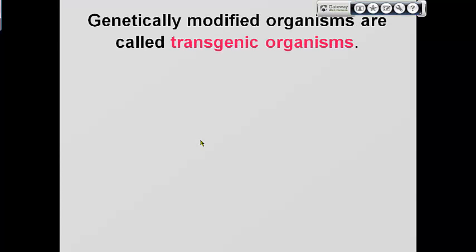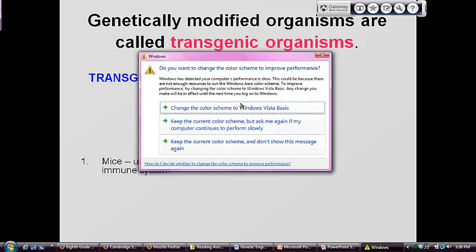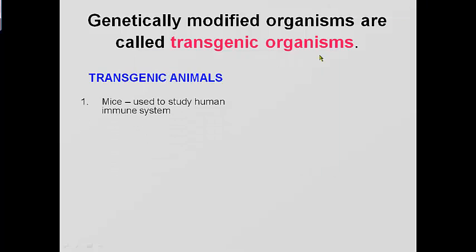Genetically modified organisms are called transgenic organisms. So if an organism has been genetically modified, we call it transgenic. Some examples of transgenic animals. Mice have been used and genetically altered in order to be able to study the human immune system. They've taken mice and genetically altered them to make their immune system more like the human immune system so they can study them.